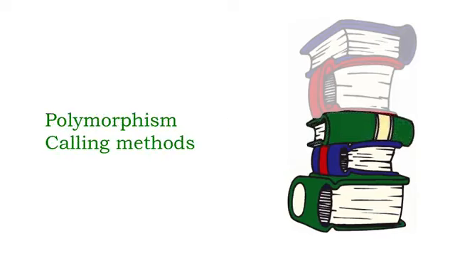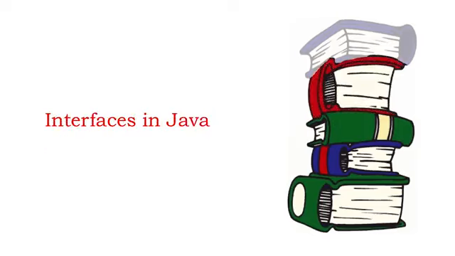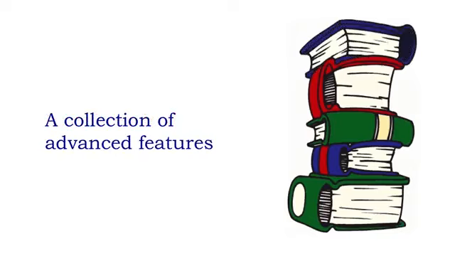In Lesson 4, we will learn about polymorphism and how this principle of object-oriented programming affects method calls. In Lesson 5, we will see interfaces, a feature of Java that gives us more flexibility when designing classes. And finally, in Lessons 6 and 7, we will see several advanced features of classes in Java. So let's continue to build on the foundation of all the work you've done so far.